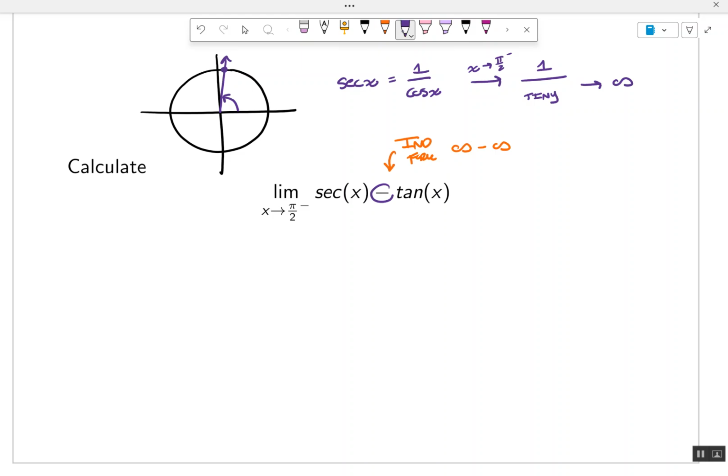Since we have a difference here, we're going to try to write that as a quotient. And the trick with trig is to rewrite everything in terms of sine and cosine. So let's just play with this for a sec. We have 1 over cosine minus sine over cosine, which is 1 minus sine over cosine.